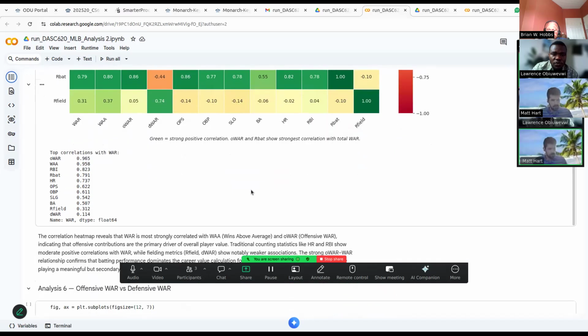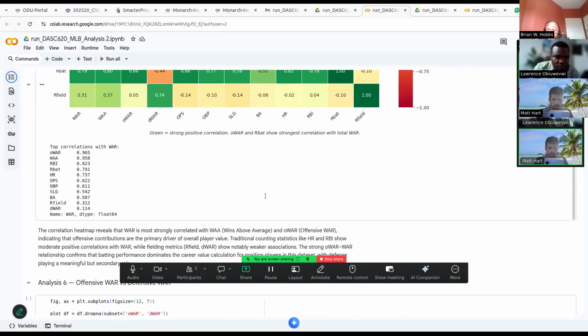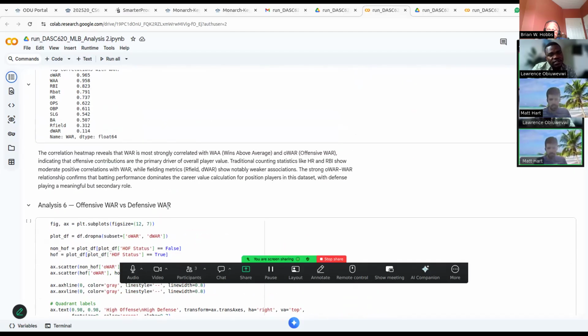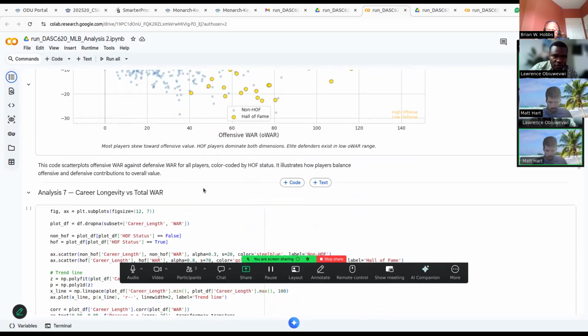Here we had different colors, like the green being the strong positive correlation. That is it for analysis five. Analysis six, we had the offensive versus defensive WAR. Here we plotted the distribution of low offense and high defense, and high defense and high offense. Most players skew towards offensive value, so offensive players in this aspect are probably more important than the defensive players.